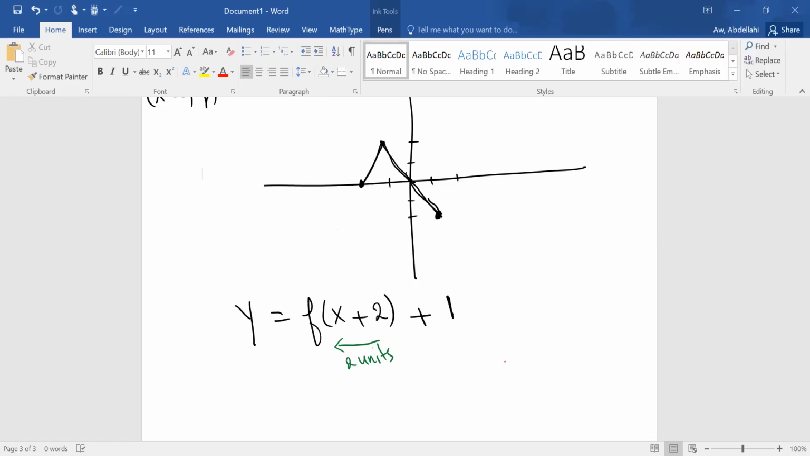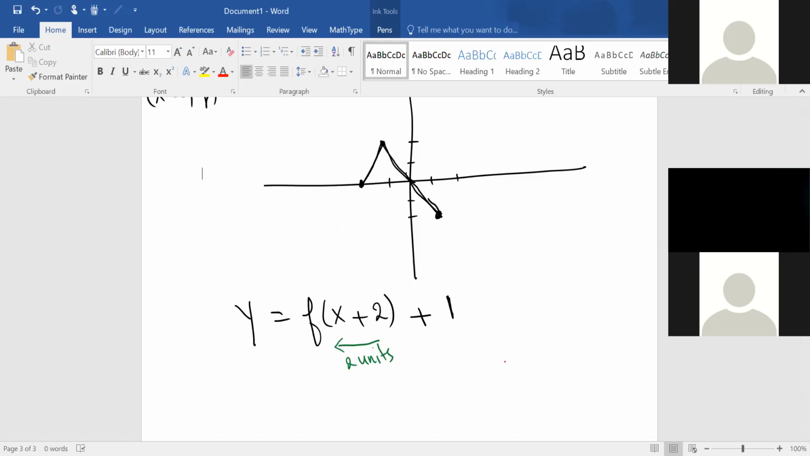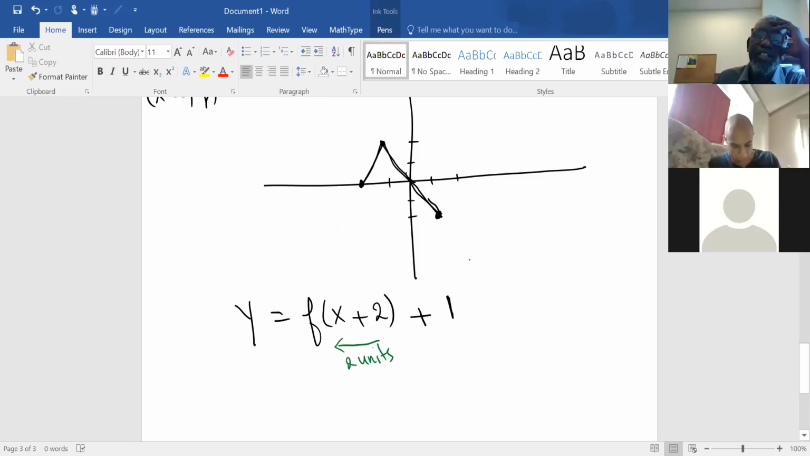You know, today I feel like I'm talking to myself. I understand, but I need some people to tell me what to do. Move up 1 unit. This is why 1 unit, right?